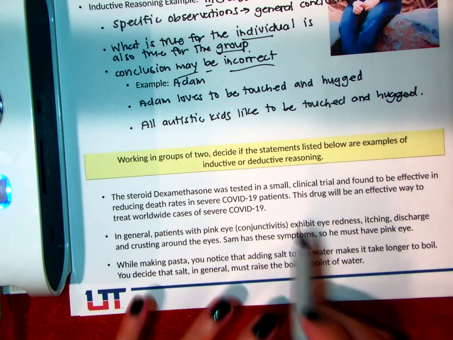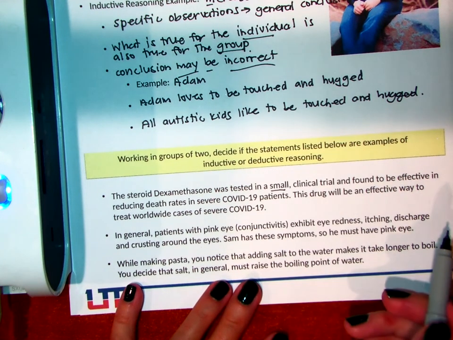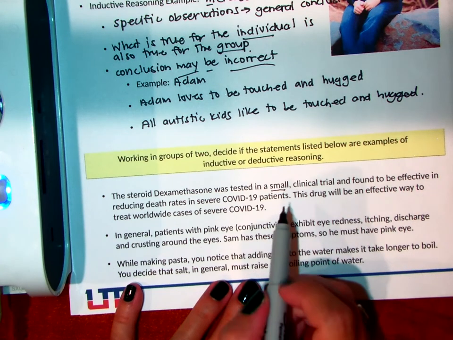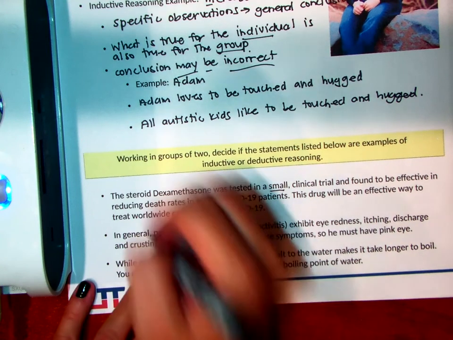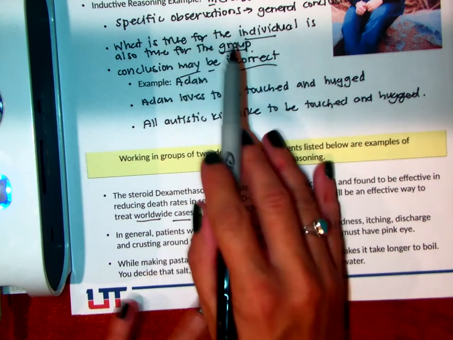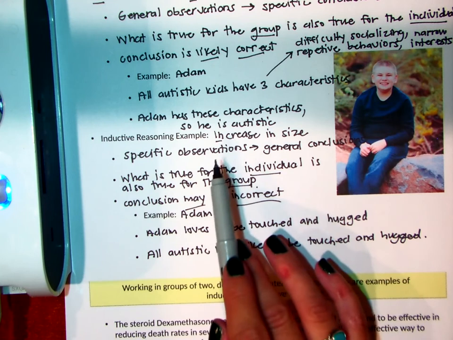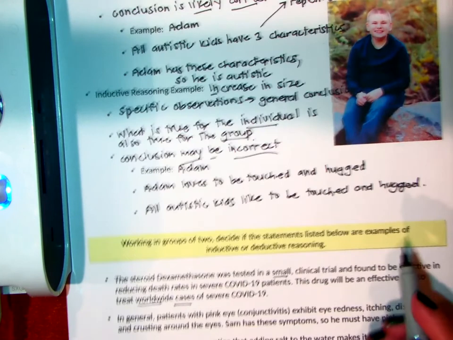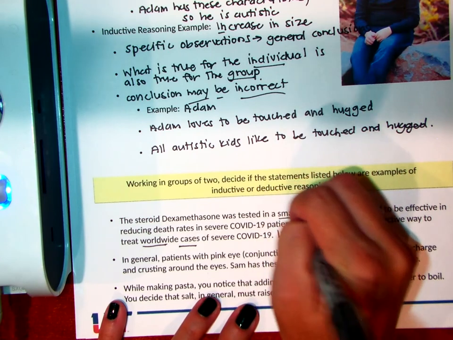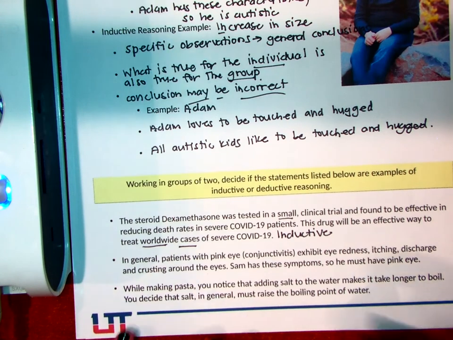All right, so this one is starting small. We're looking at one small clinical trial that was found to be effective, and we're taking this observation to the entire group, saying that worldwide cases can be treated with this. That's increasing in size. You're going from a specific observation of one group to a general conclusion. So that's going to be inductive reasoning. And remember, your conclusion may be incorrect with this.